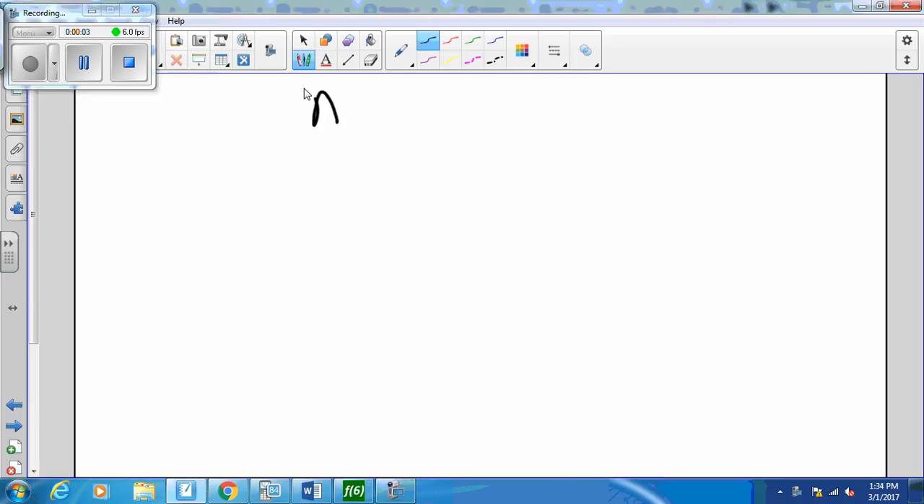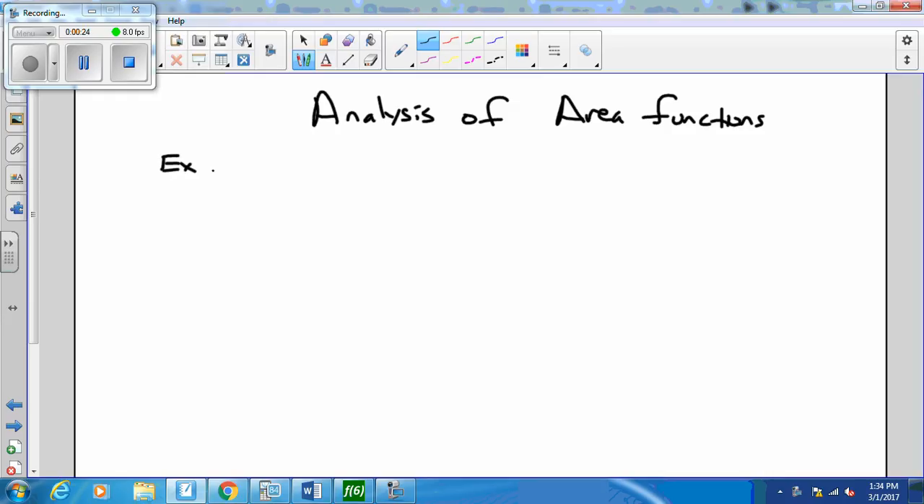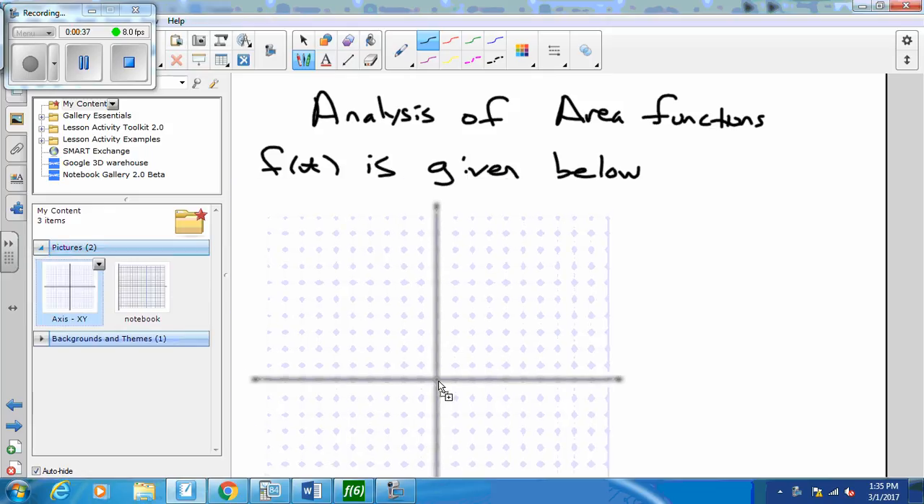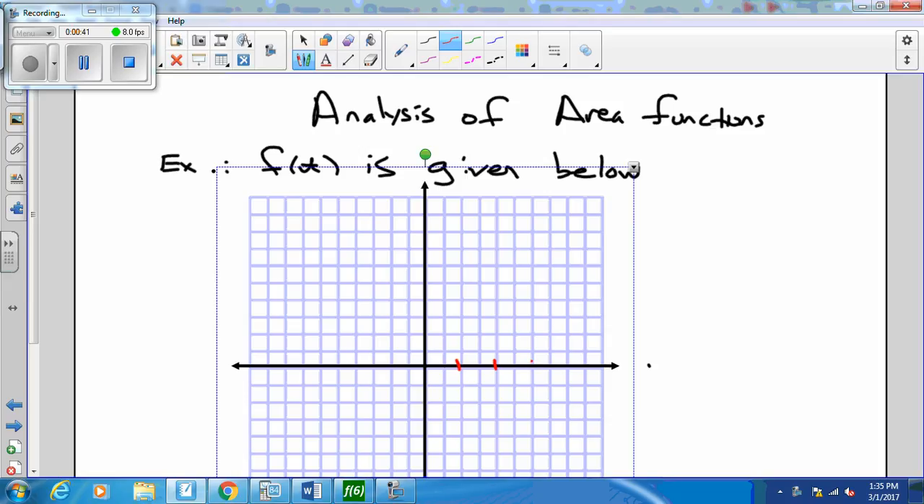Let's talk about the analysis of area functions. And to get into the spirit of this, I would like to define f of t by a graph. And so here comes my f of t. And just to make this reasonable, make this scale -5 to 5. And likewise here. And this is going to be our t-axis. This is going to be our f of t-axis.